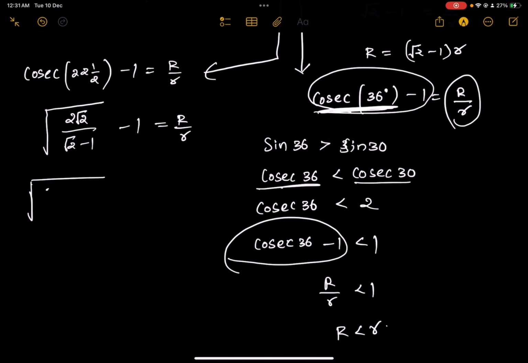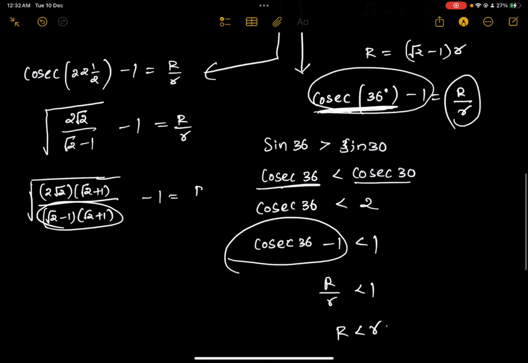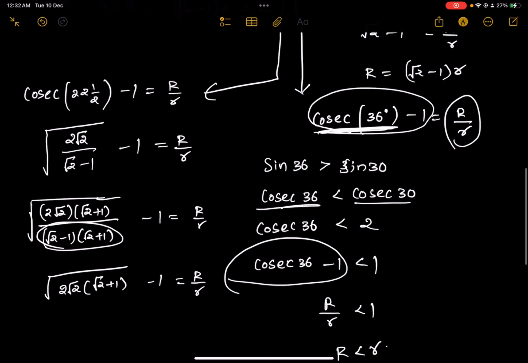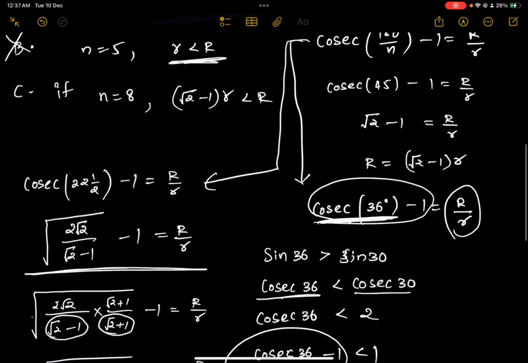Let us rationalize the denominator. So we'll multiply the numerator with root 2 plus 1, and the denominator also with root 2 plus 1. The denominator becomes 1, using the a square minus b square formula. So this will be root 2 into root 2 plus 1, minus 1, is R upon r. This is the option given to us.